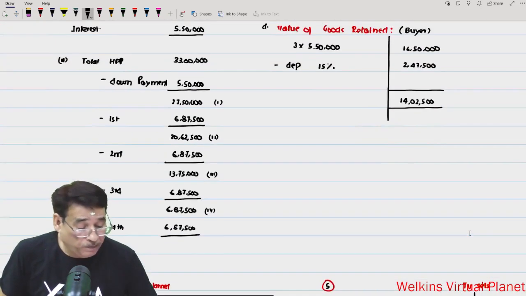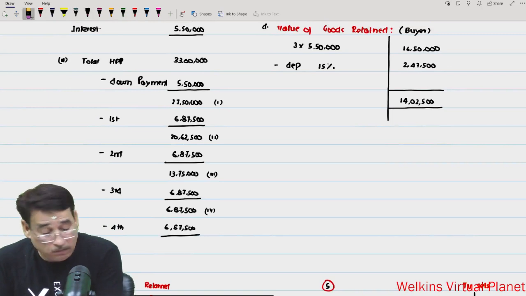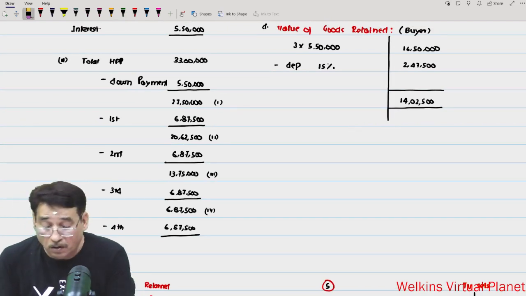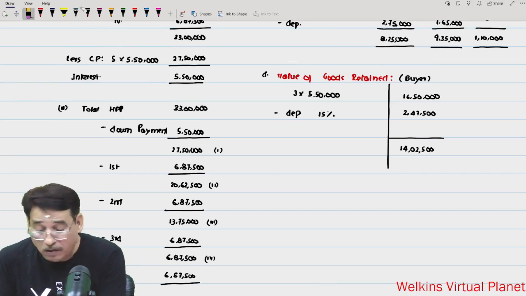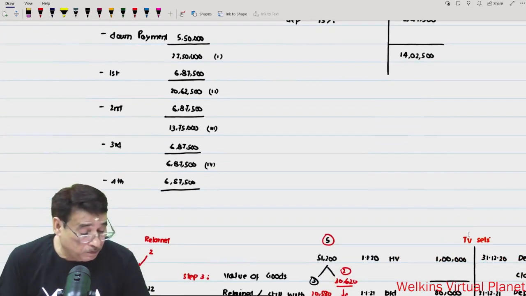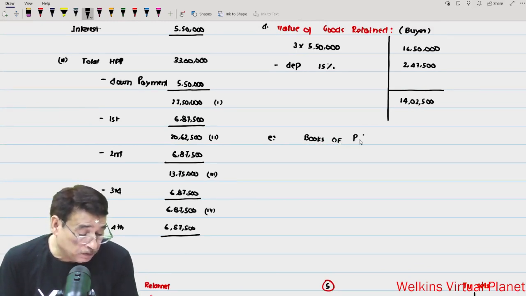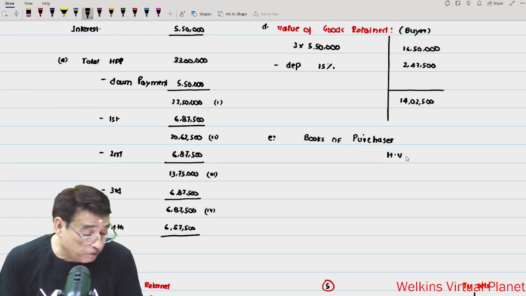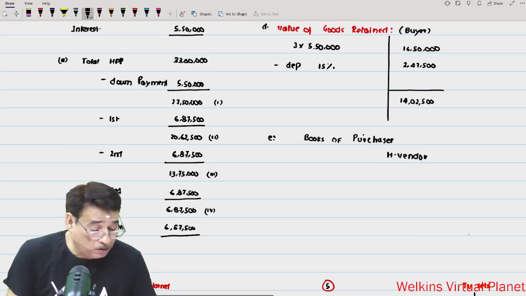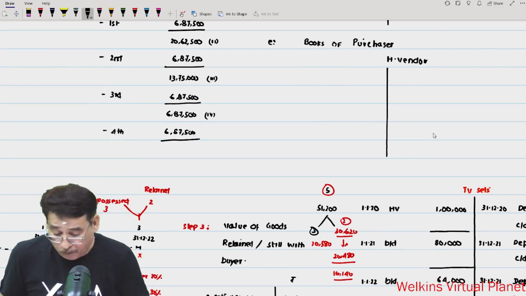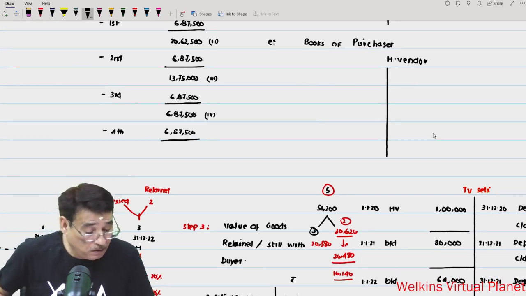Now in this question, I will prepare, now we will prepare step number A, books of purchaser. Now obviously the purchaser is going to prepare the hire vendor account. So now you prepare the hire vendor account. When you prepare the hire vendor account, I think this much space should be enough.